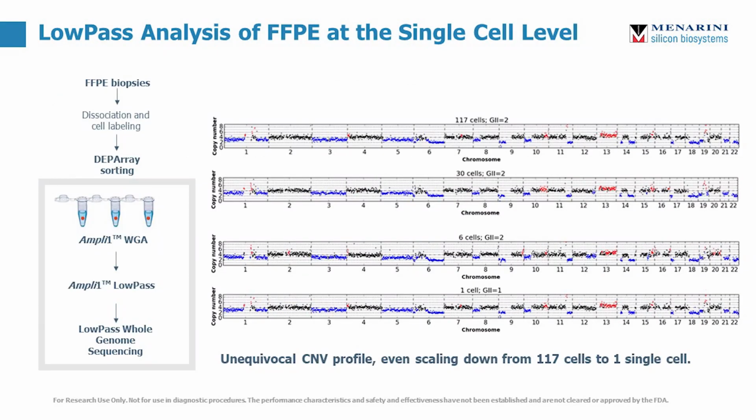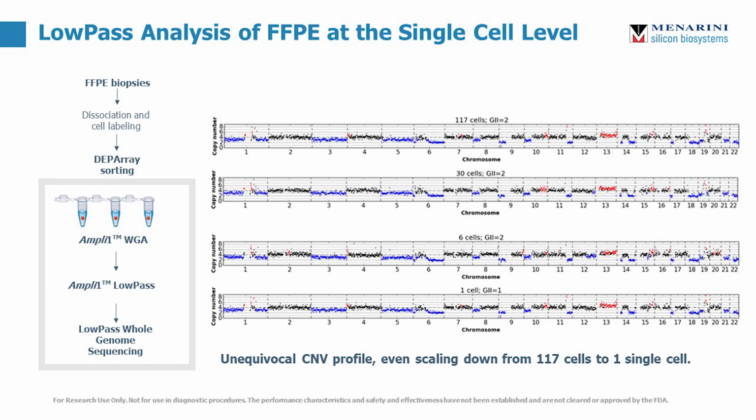So that was on pools of cells. What about if we want to look at this at the single cell level? What we did here was take FFPE biopsies, run them through our kit preparation, and then do WGA and low-pass sequencing using our AMPLA1 kits.